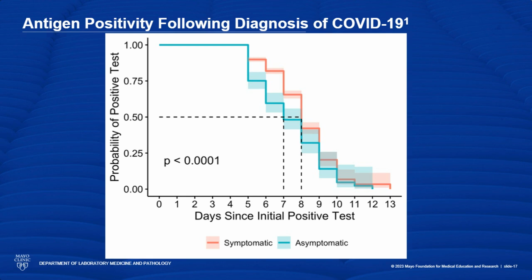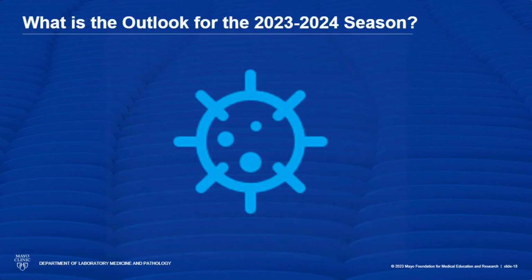So now I want to shift gears. We've talked about the test options that are available and the different types of applications of these tests and the algorithms that may be used and how those results should be interpreted. Now I want to shift gears and talk a bit about the outlook for this respiratory season in the United States. What can we expect?